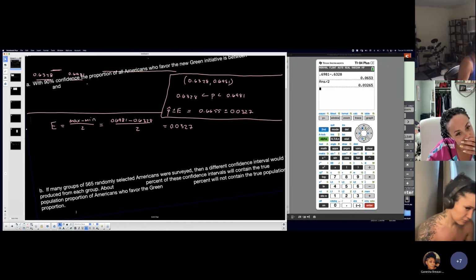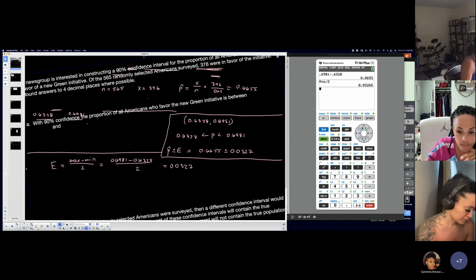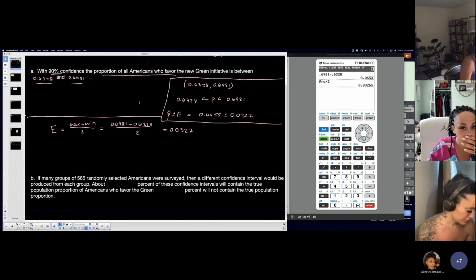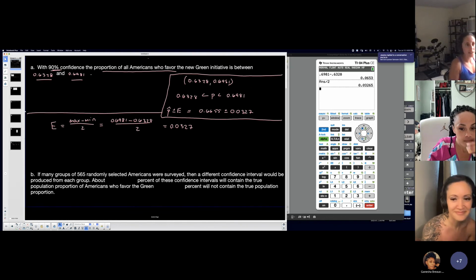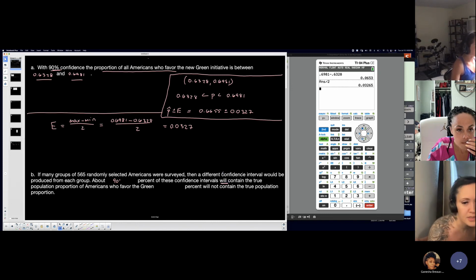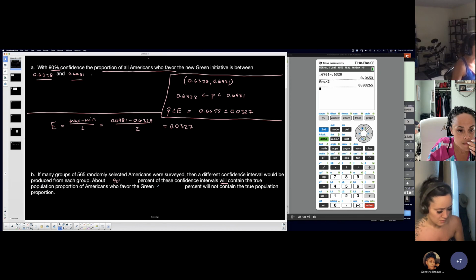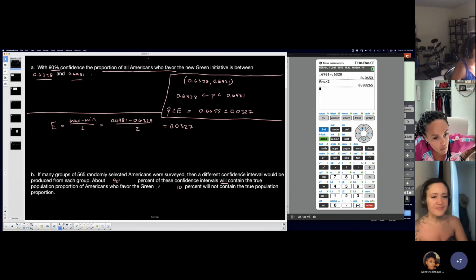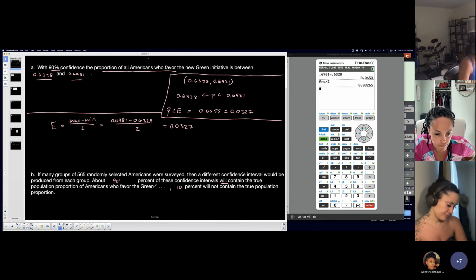Do you guys remember last week how we did that? And then about blank percent will not contain. So about 90% will contain because it's a 90% confidence interval. I don't have to put the percentage because it's here. And blank percent will not. What percent will not? What's left? 10%, right? I'm just going to put that. I'll add that later to the notes.